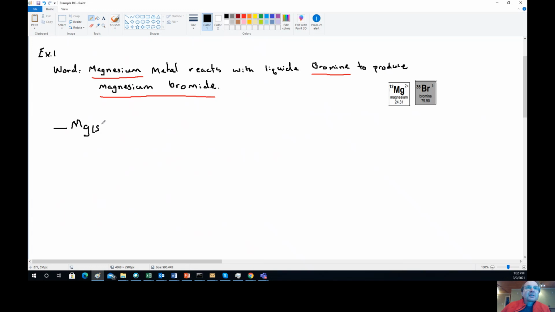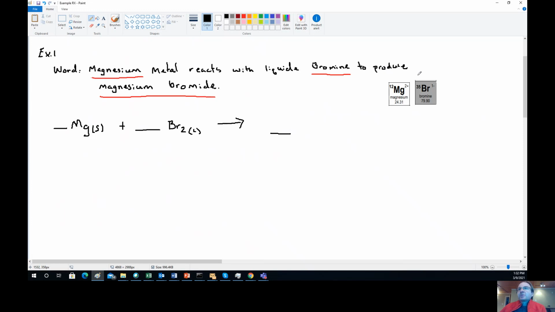Okay, Mg(s), solid magnesium. You know that because it's a metal. It's not Mg2 or Mg20, it's just Mg. Reacts with liquid bromine. Bromine's group 17, they're all diatomic, Br2. Well, it's also darkly colored here on our periodic table, so it's a liquid. So we know its state of matter. It's going to make this compound here, magnesium bromide. We know it's a solid.